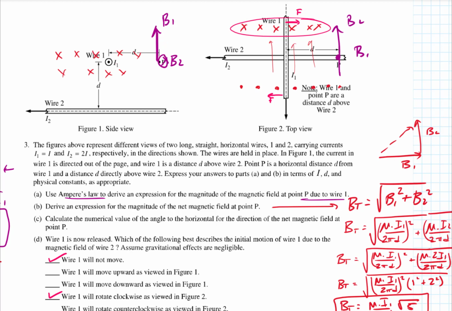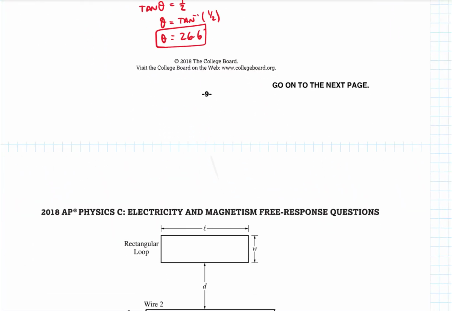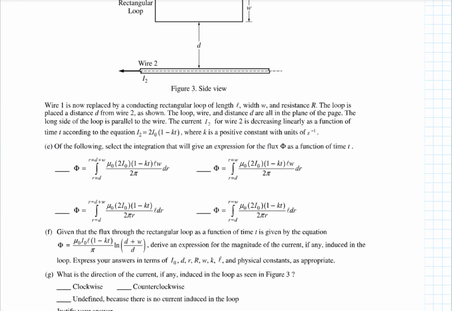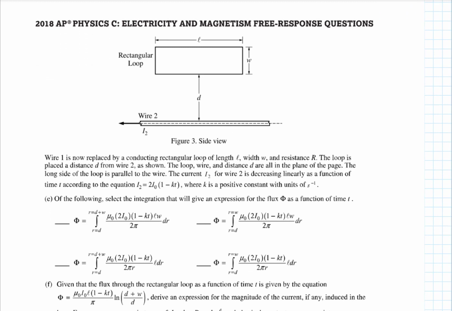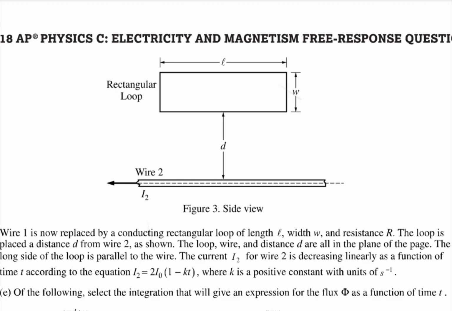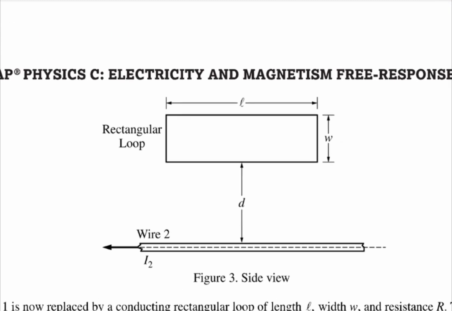So that's what's going on in part D. If we move down to part E, I'm going to talk about flux a little. We want to find the flux through this rectangular loop now. We had wire 1 there, we've taken it out, we've got this rectangular loop, and we want to see the correct integration that's going to give me the flux through this rectangular loop.